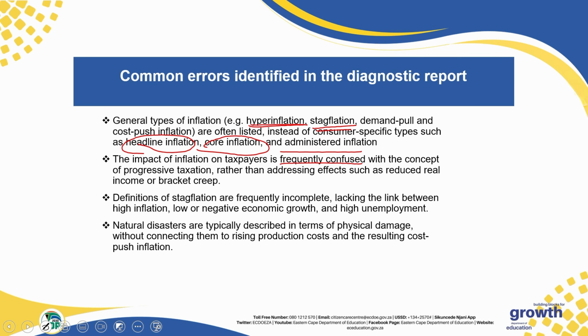The definition of stagflation is frequently incomplete, therefore lacking the link between high inflation, negative economic growth, and unemployment. Another error is that natural disasters are described in terms of their physical damage. There is no connecting them to rising production costs and therefore resulting in cost push inflation.